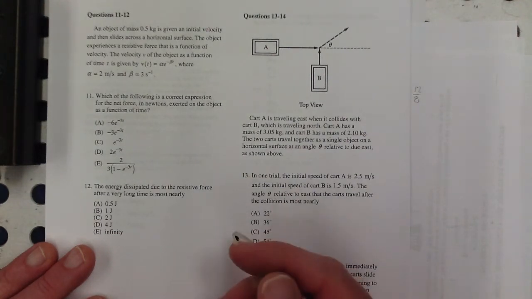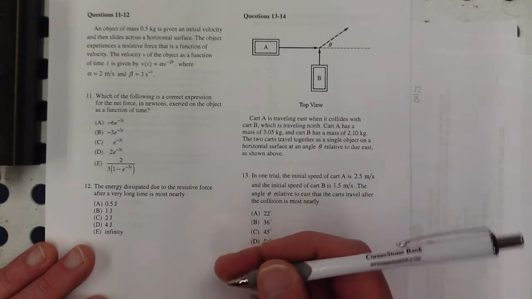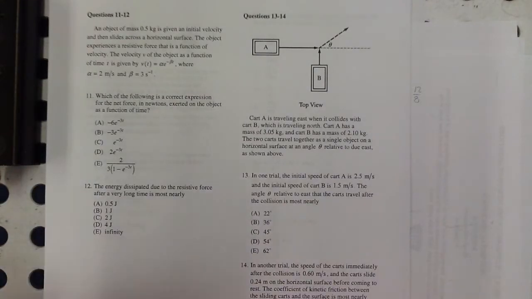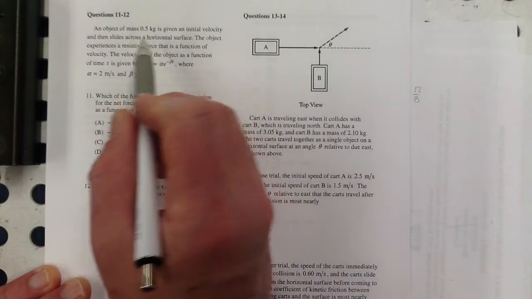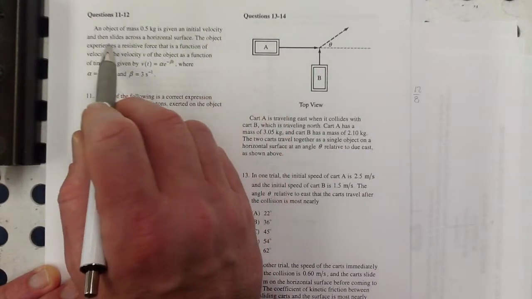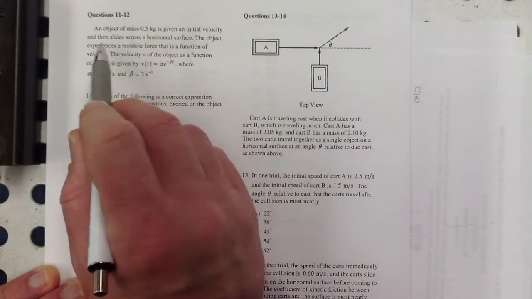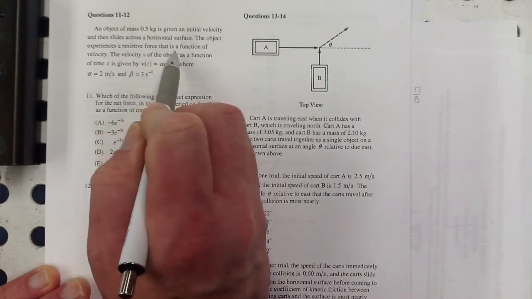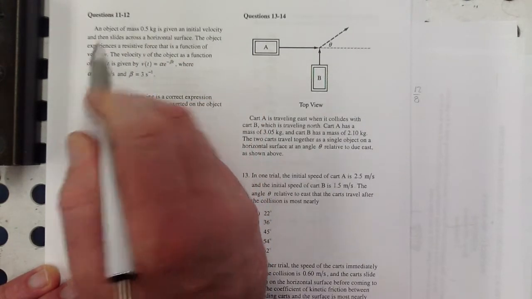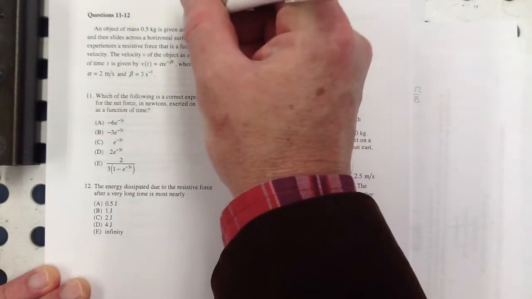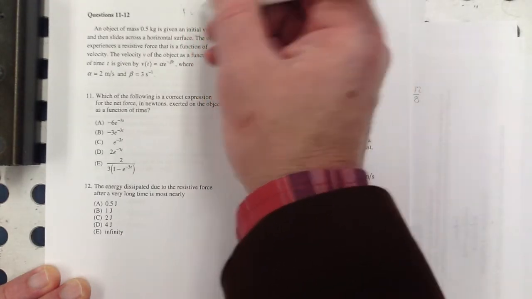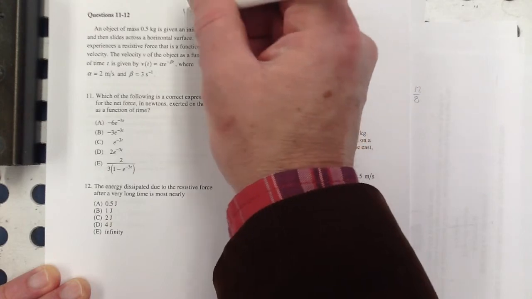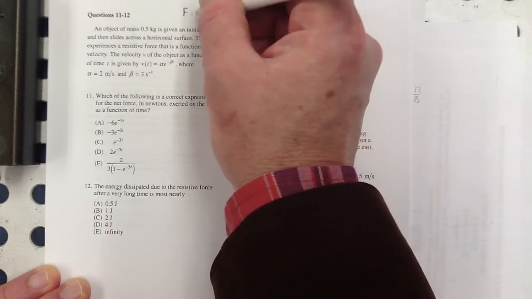Alright, here's the second part of the solutions for this multiple choice test. Got an object of mass half a kilogram, given an initial velocity, slides across a horizontal surface. The object experiences a resistive force that is a function of velocity. So that force is some constant times velocity, and that force is going to be in the opposite direction of the velocity.